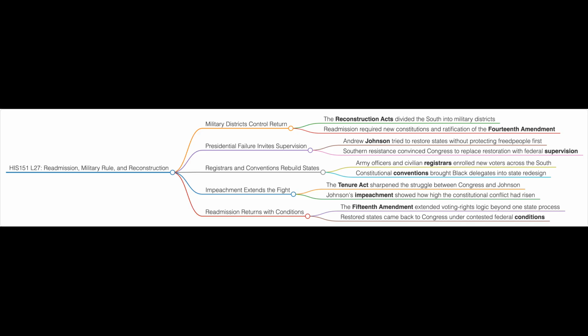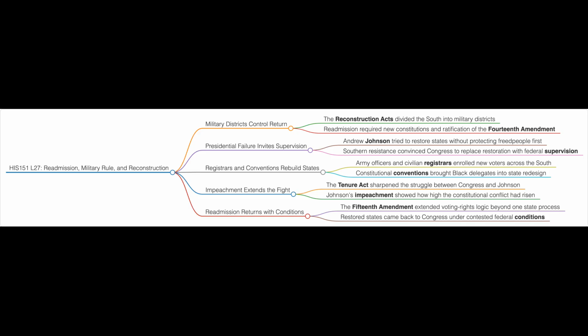White Republicans, Unionists, and Black voters then elected delegates to state conventions. These conventions wrote constitutions that reorganized apportionment, created or expanded public school systems, defined civil rights more broadly, and reshaped local governance. South Carolina, Mississippi, Louisiana, and several other states saw substantial Black participation in these bodies, making readmission a process of actual political remaking rather than mere certification.